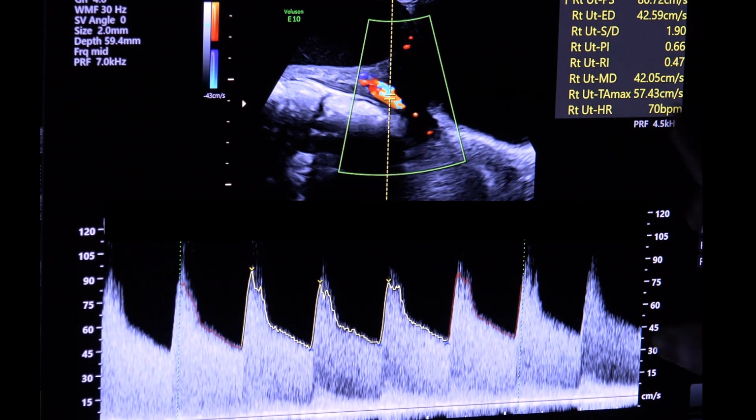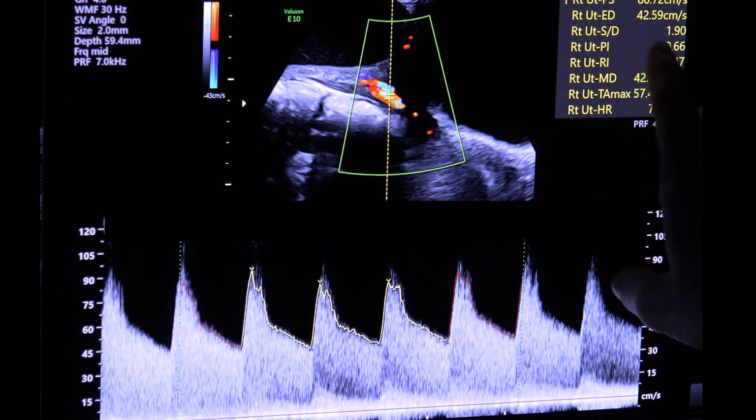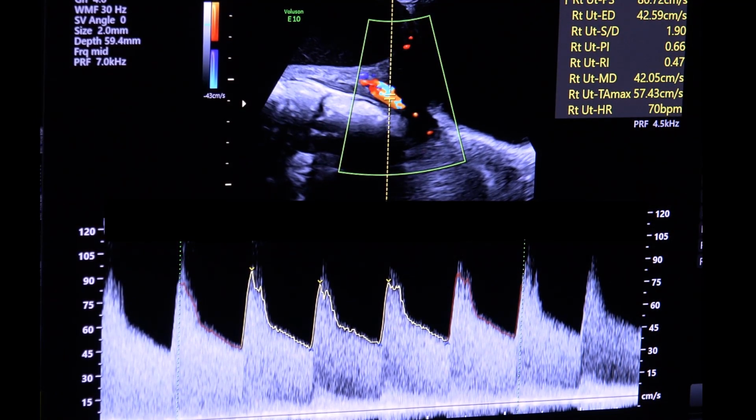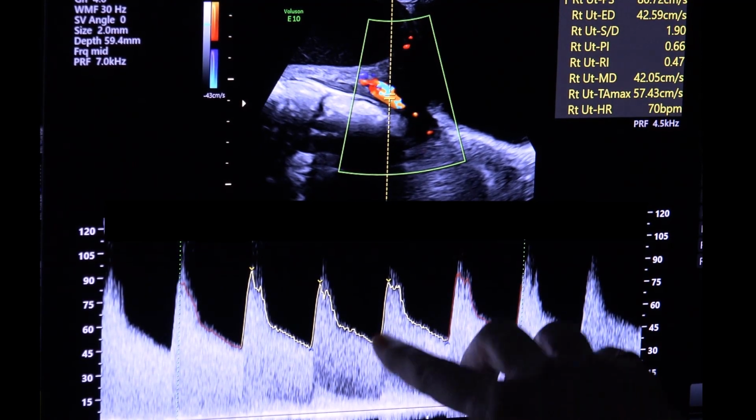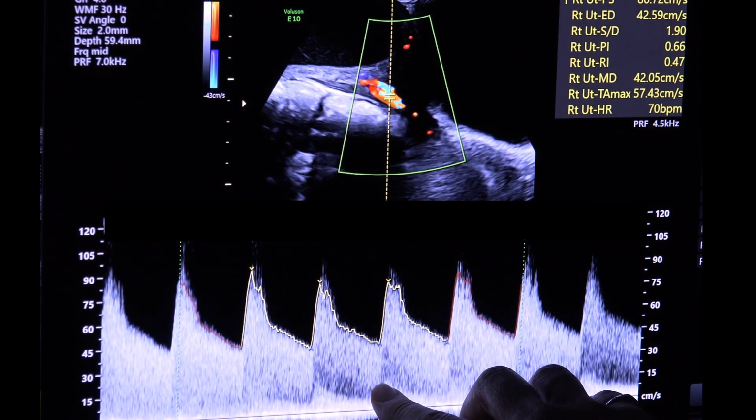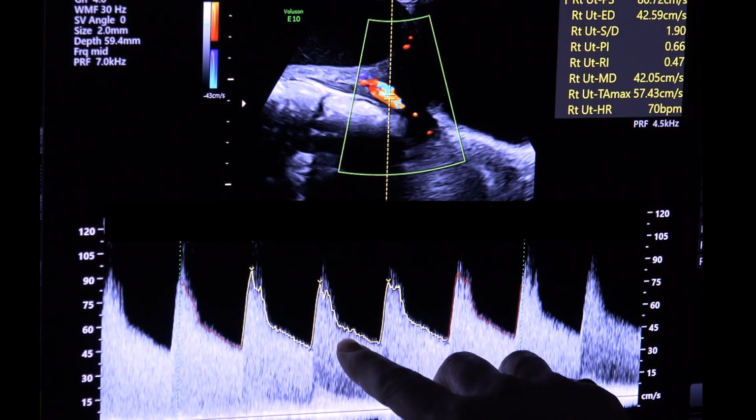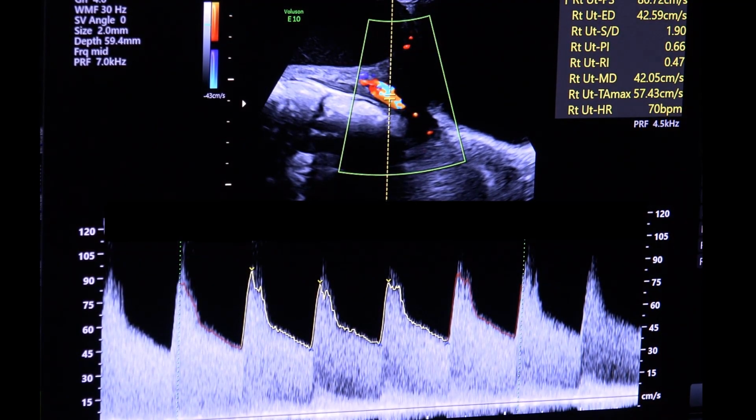This time our PI value is 0.66, so well below the 1.45, and again we've got lovely healthy end diastolic flow here. There's no reduction in it, and we don't have an early diastolic notch either. So this lady has both normal right and left uterine arteries.